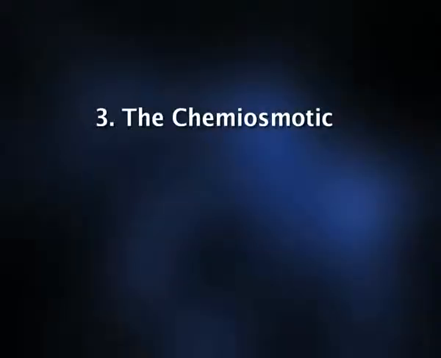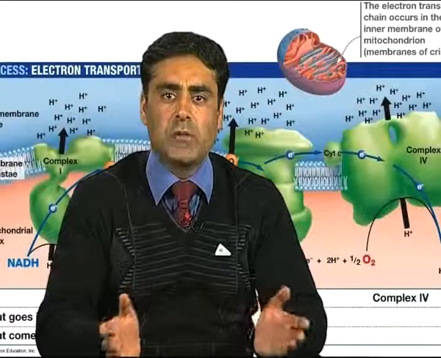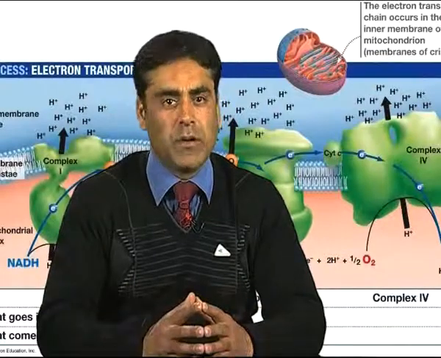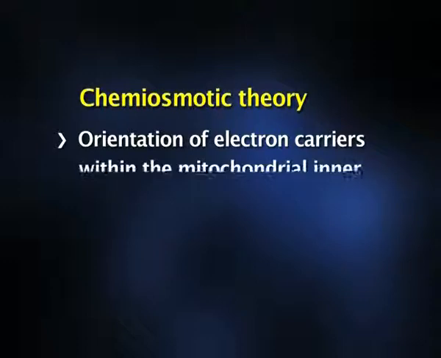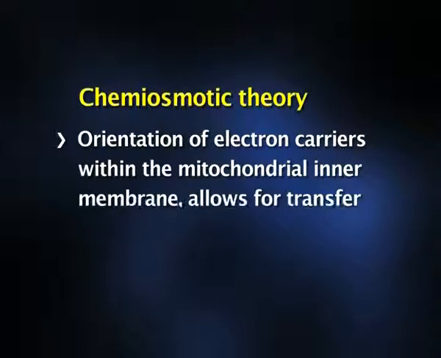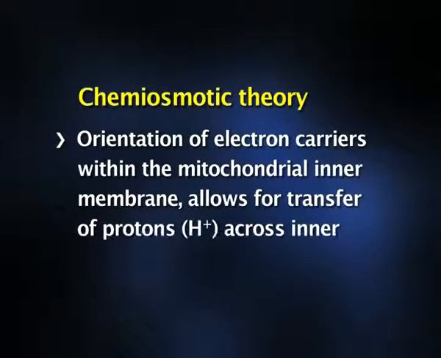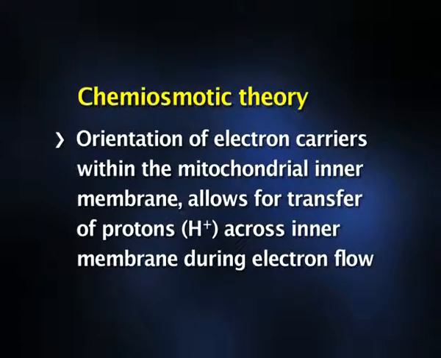Now, number 3 is the chemiosmotic hypothesis. It was proposed by British biochemist Peter Mitchell in 1961. This theory is the most convincing and acceptable to date. According to the chemiosmotic theory, the orientation of electron carriers within the mitochondrial inner membrane allows for the transfer of protons across the inner membrane during electron flow.